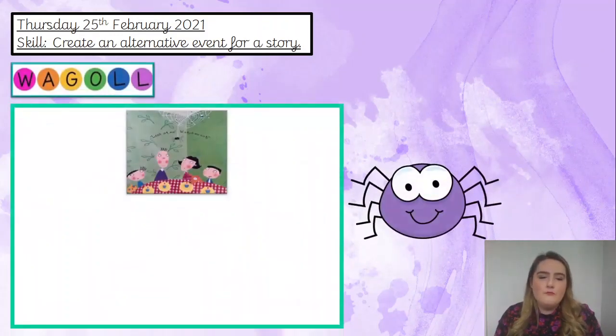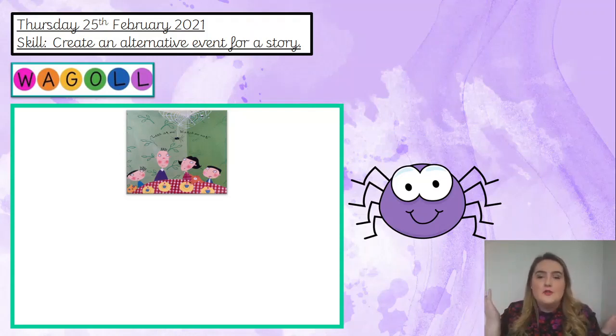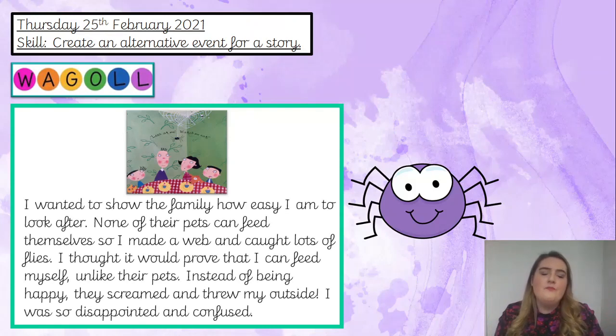So first thing you're going to do is draw your picture of the event. This event is where the spider has shown that she can feed herself, and she's made the cobweb, caught the flies, and the family have looked up and seen this spider while they're eating their dinner or eating cupcakes. So I've drawn my picture, and underneath I've then written my caption. So let's have a look at what I have put as my caption.